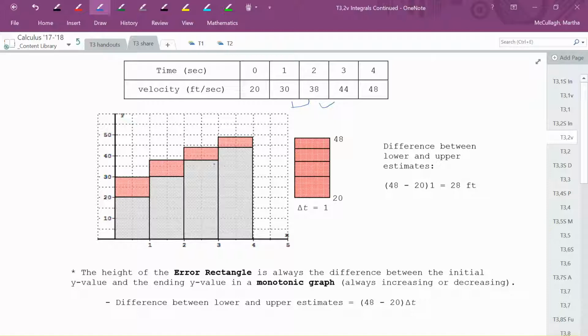We can also look at the entire rectangle that goes up to the top and a height of 30 and say that in the first interval, we're going to assume that the car got off the mark pretty quickly and didn't stay at 20 feet per second for long at all, but for the entire interval, we're going to assume that it went the fastest speed possible, so the 30 feet per second. During the second interval, again, we're going to assume the fastest, the 38 feet per second for the entire interval.